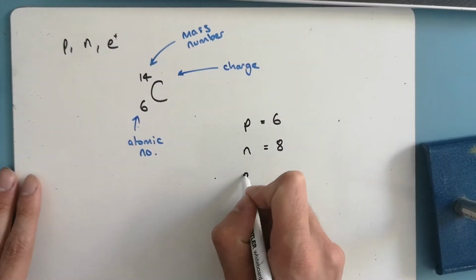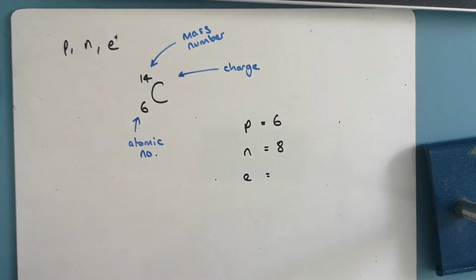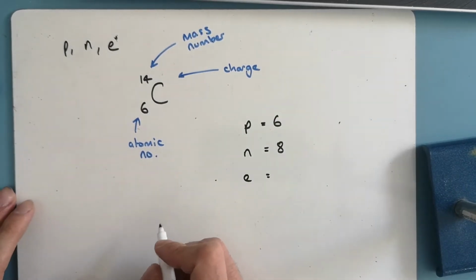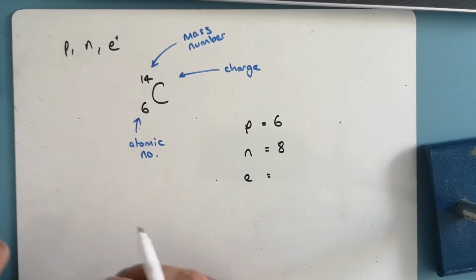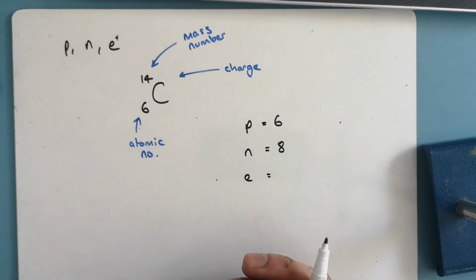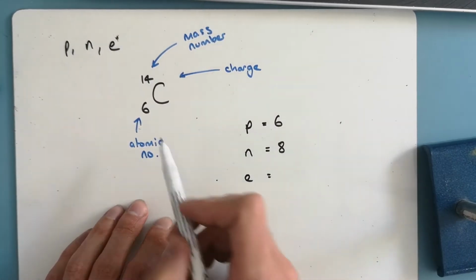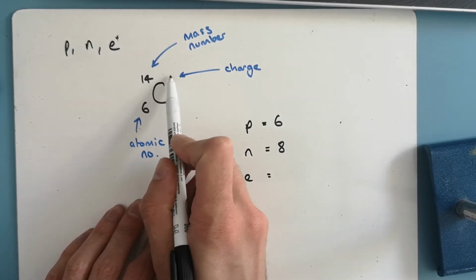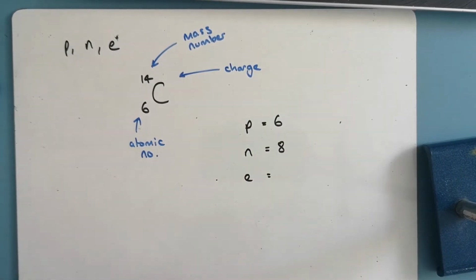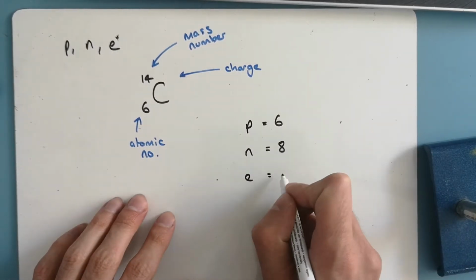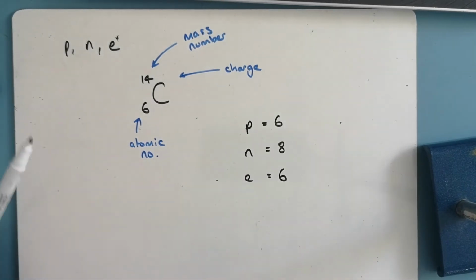Now for the number of electrons, each proton has a positive charge and each electron has a negative charge. The neutrons have no charge. Because this doesn't have a charge, we don't see any plus or negative number up here, so the number of protons must equal the number of electrons. They perfectly cancel out to give it no charge. So in this case we get 6 electrons.